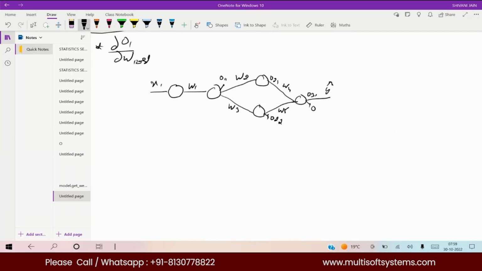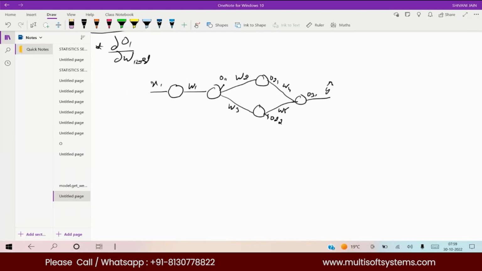Try to understand what I'm doing. This is my neural network: x1 input, this is my weight 1, and the output coming from this neuron is O11. This is weight 2, weight 3, O21, O22, W4, W5, O31, and here it is the final output O. This is my neural network.